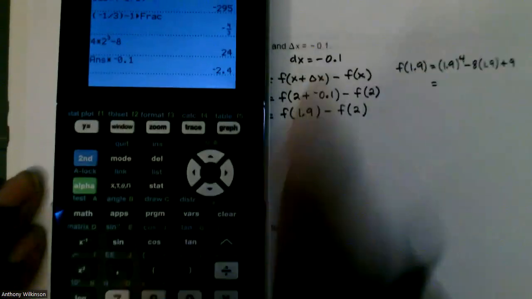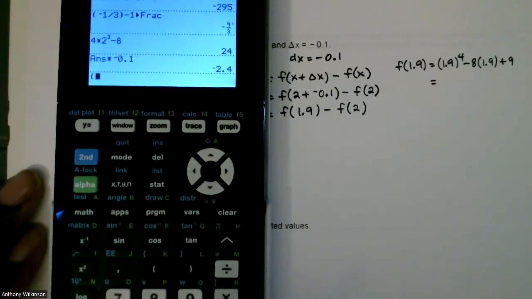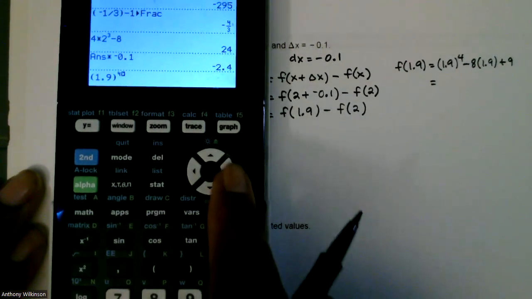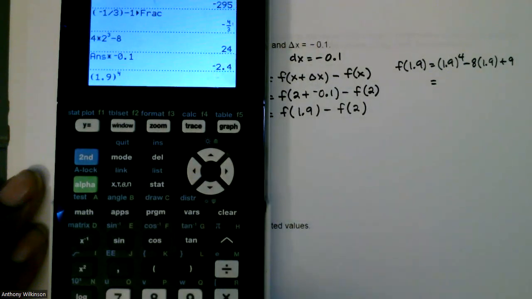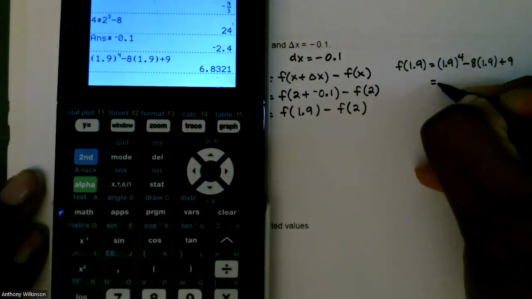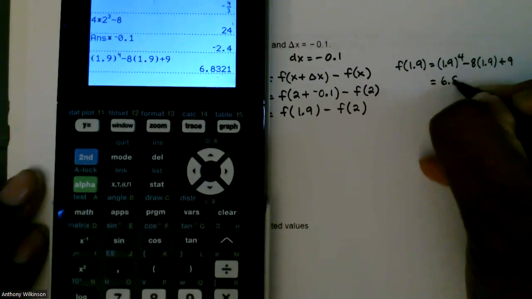So I had to do this in the calculator. Left parentheses 1.9, close parentheses, hat key, and then the 4. Right arrow to get out of it, minus 8 times parentheses 1.9, close it, plus 9. That would give me 6.8321.